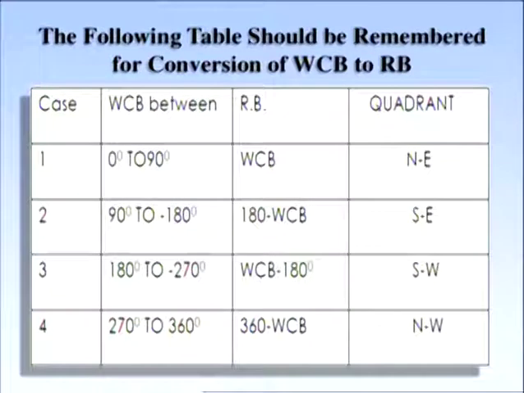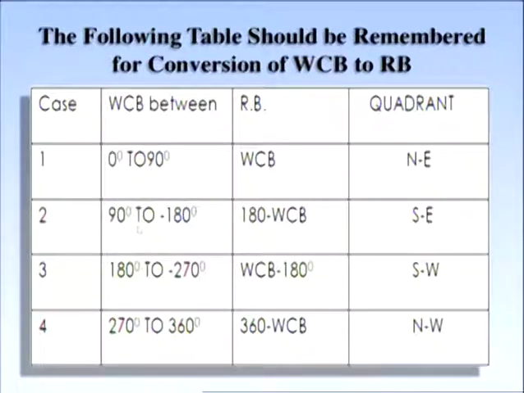Now here one table is given for the conversion of whole circle bearing to reduced bearing. Suppose the whole circle bearing is given to you, and if it is from 0 to 90 degrees, then whatever the angle is, the same angle you have to put in the reduced bearing. You only have to mention the quadrant, that is northeast, if your angle is from 0 to 90 degrees.